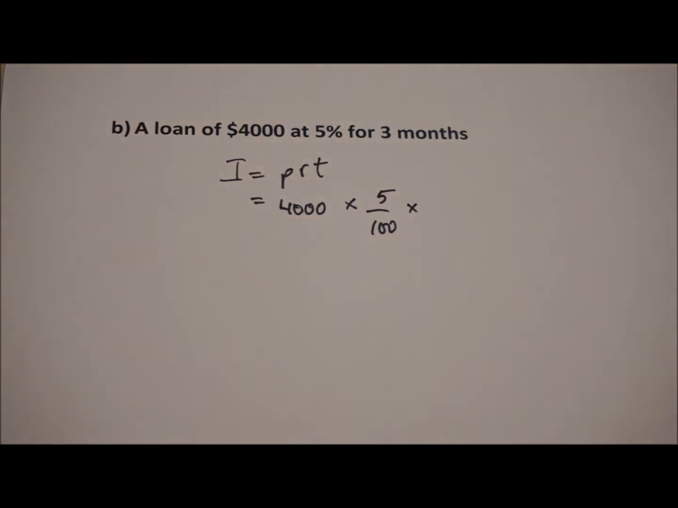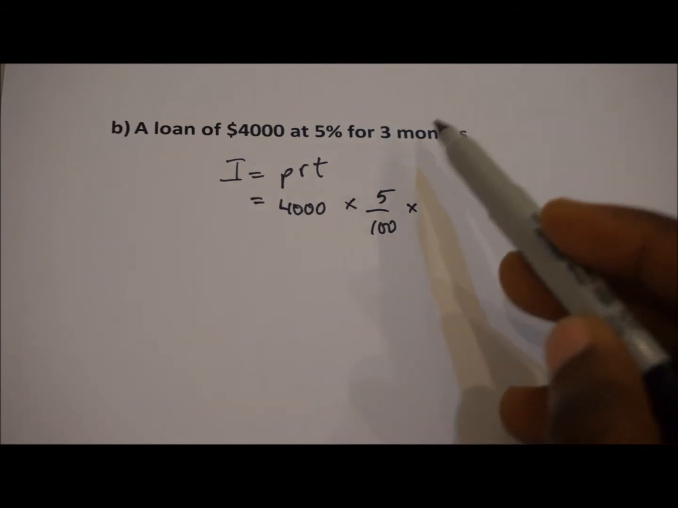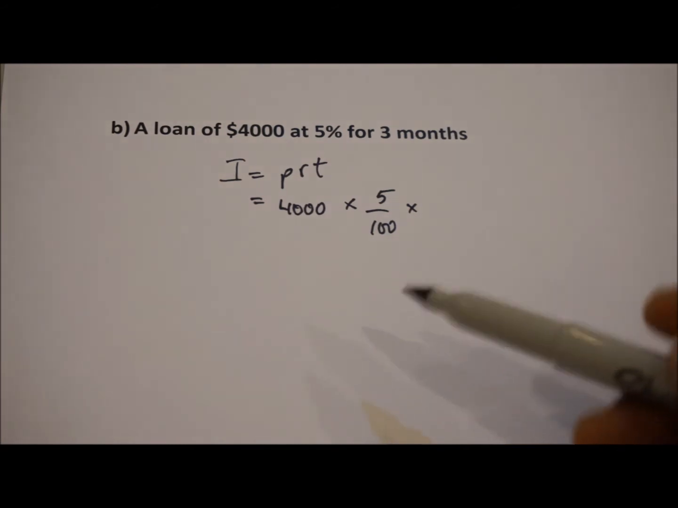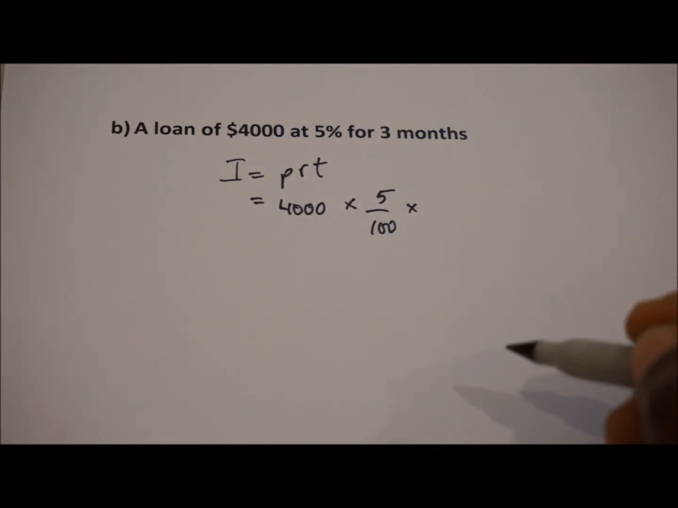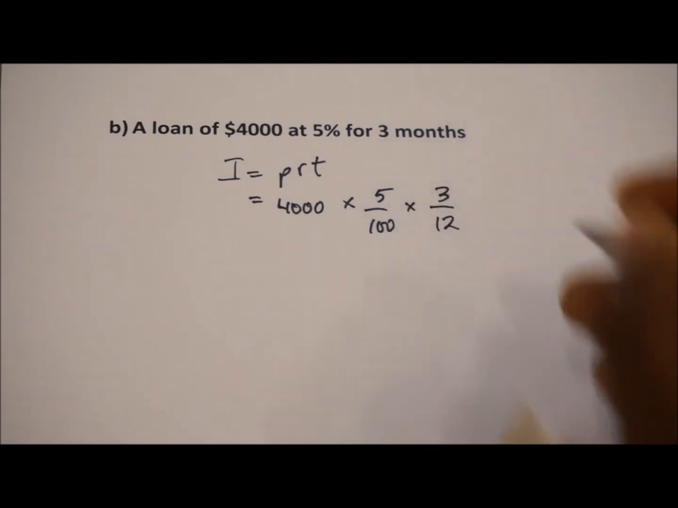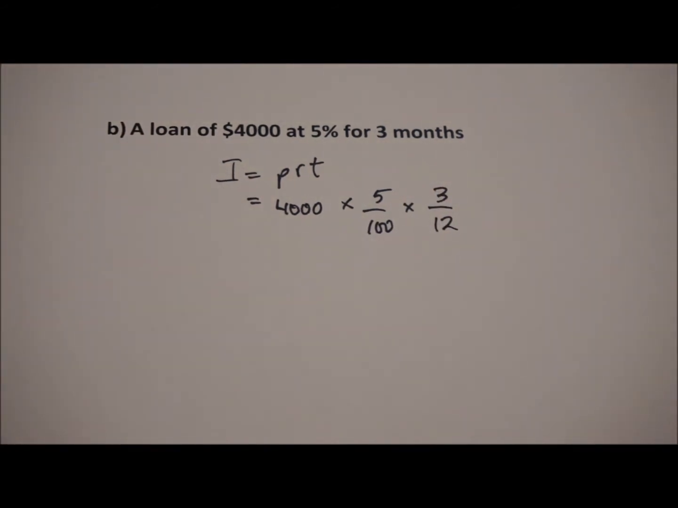However, the interest rates for banks are usually calculated per annum, that's yearly. So if we are given 3 months, our 3 months should be converted into years. From a simple proportion, you should realize that 3 months is 3 out of 12 years. You could also have written this as 1 out of 4.